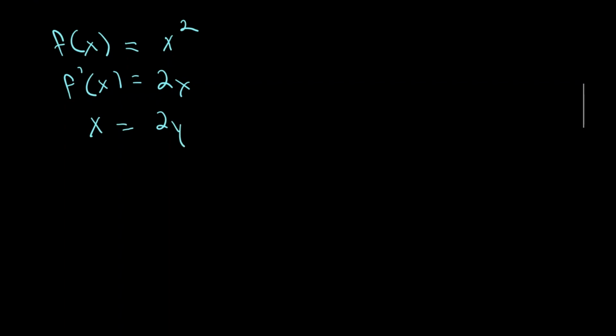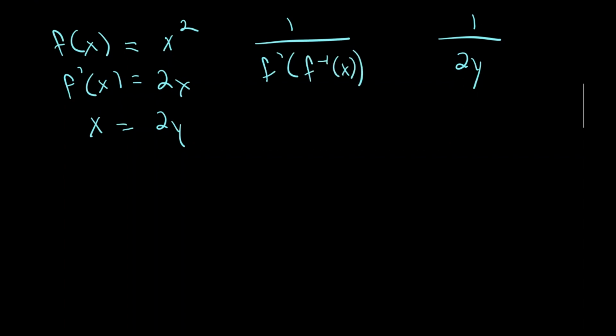All right, so let's say we're given f of x is equal to x squared. So one of the methods we can do is start off by finding the derivative. f prime of x is simply 2x. And now we want to switch the variable. So this is going to be x is equal to 2y. So then we can put this as 1 over 2y, because as we remember, 1 over f prime of f inverse of x is equal to the derivative of the inverse.